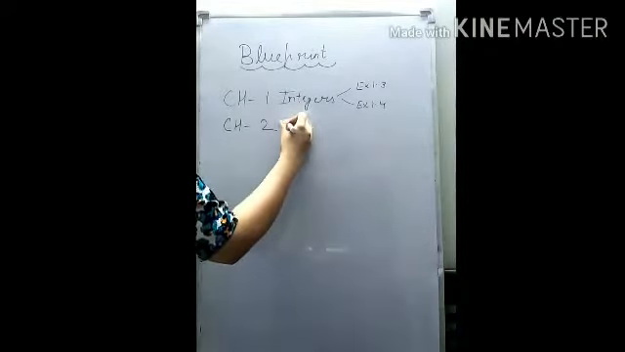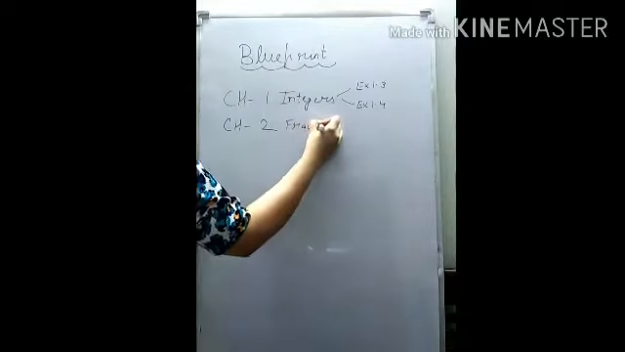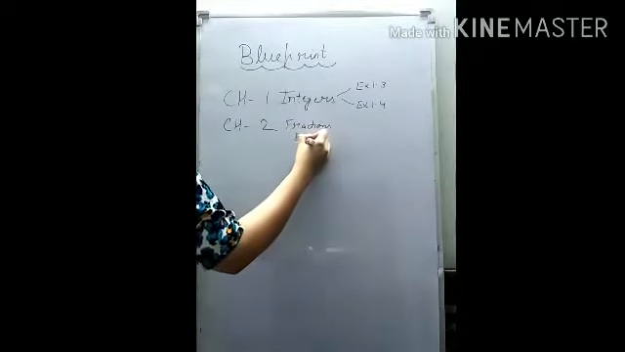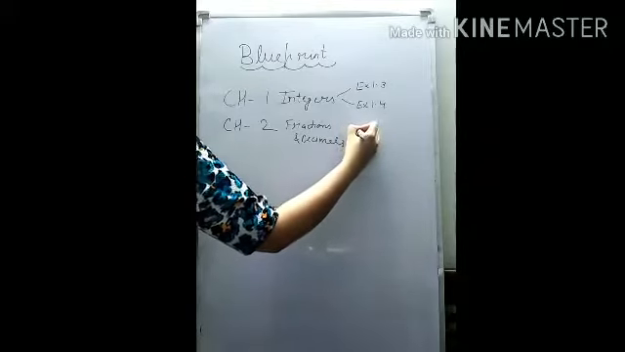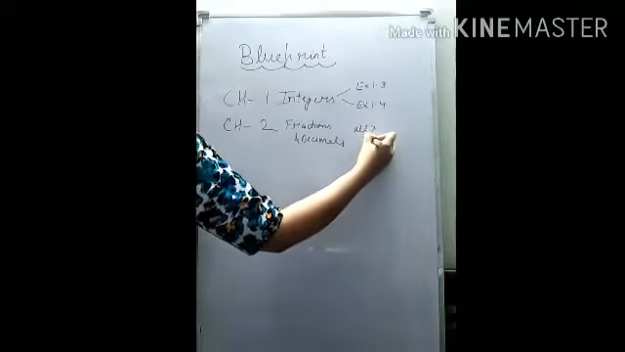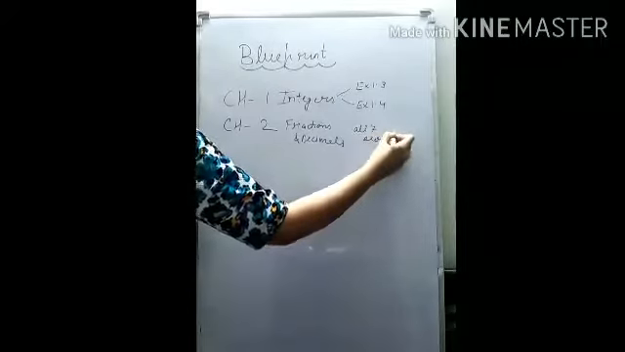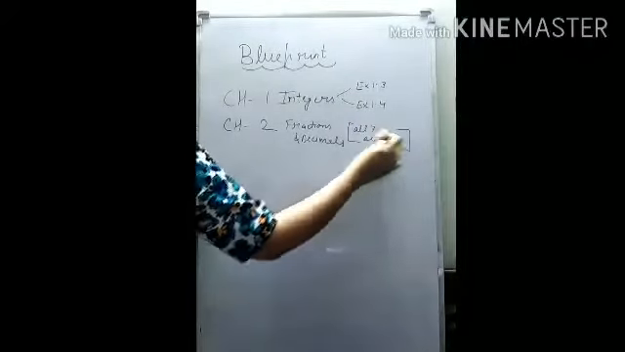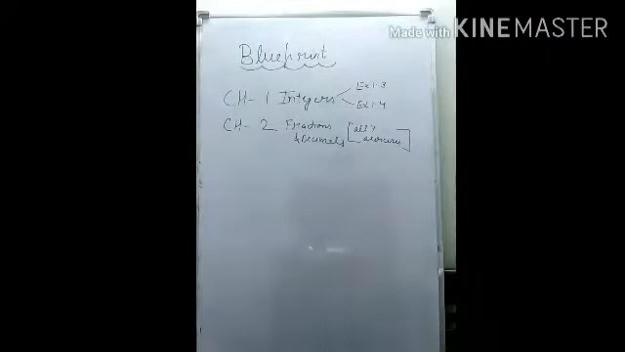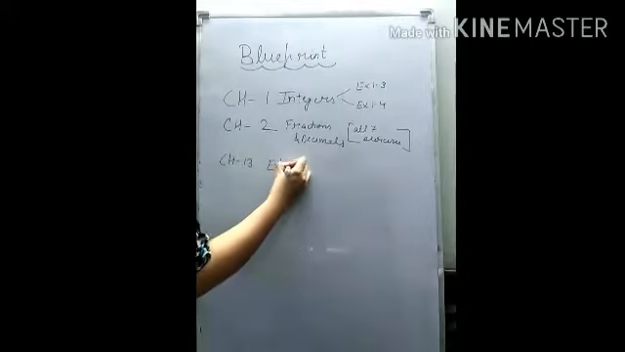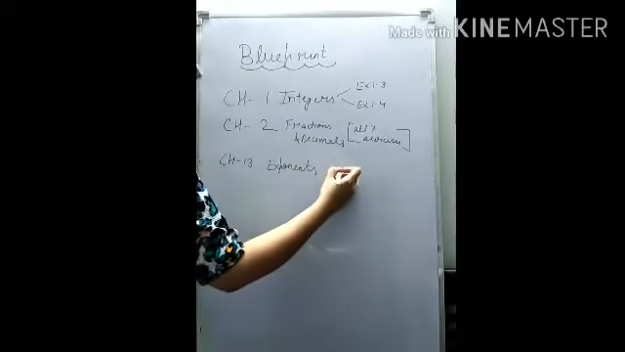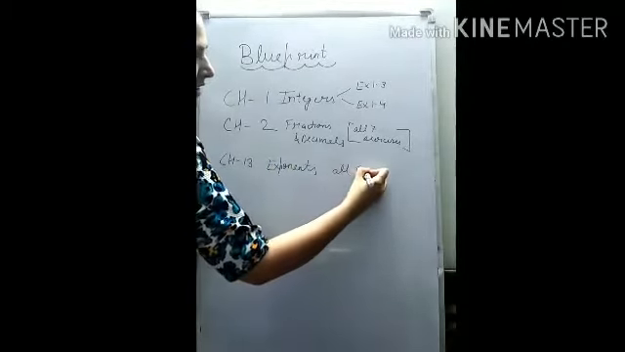Chapter number 2 is fractions and decimals. So we have done all the 7 exercises. There are 7 exercises. First 4 are of fraction and the other of our decimal, I guess. And then we have done chapter number 13, that is exponents. We have done all 3 exercises.